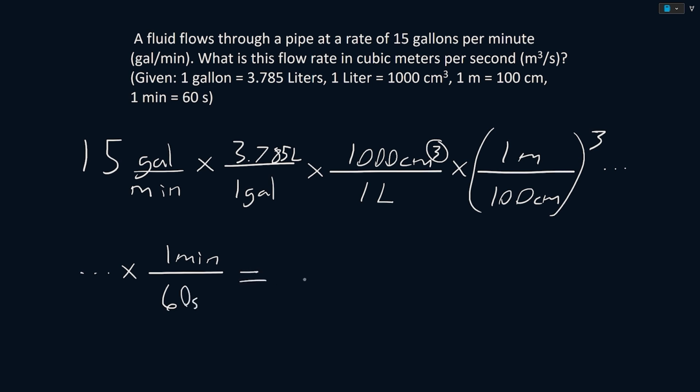Plugging into the calculator, we get that 15 gallons per minute is equivalent to 9.46 times 10 to the negative 4 meters cubed per second.